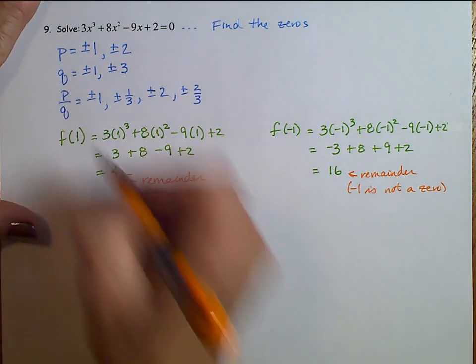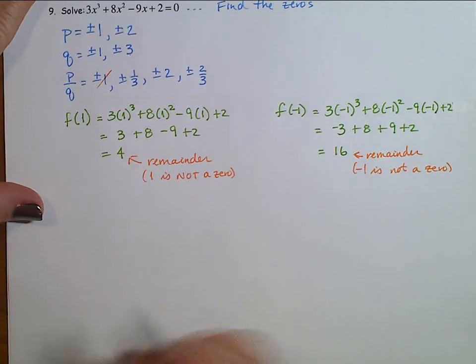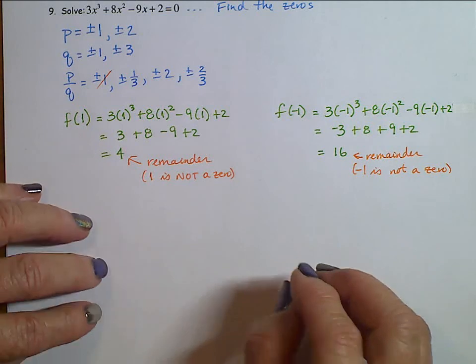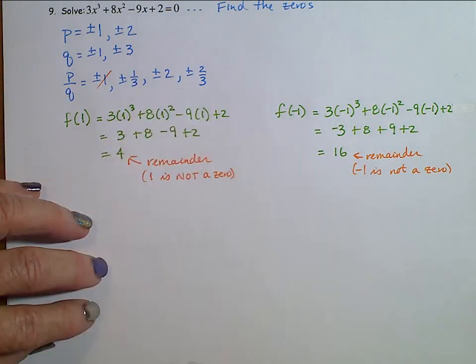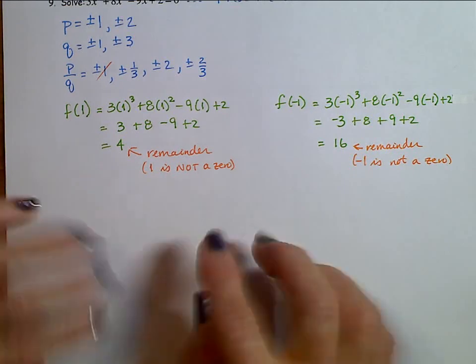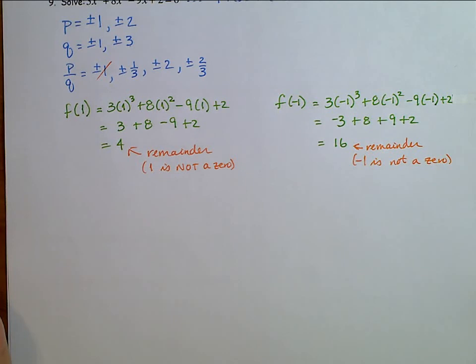All right, we did those two. Those are out. Now, one way is to use the remainder theorem and plug these values into the function and see if we can get a remainder of 0. Another option is to do the synthetic division.